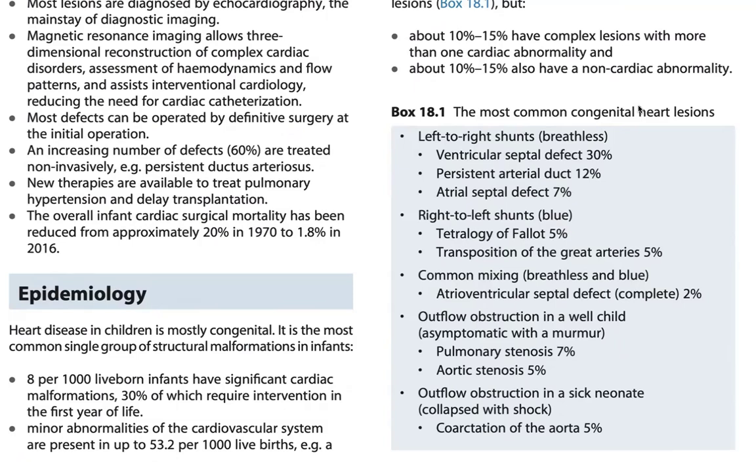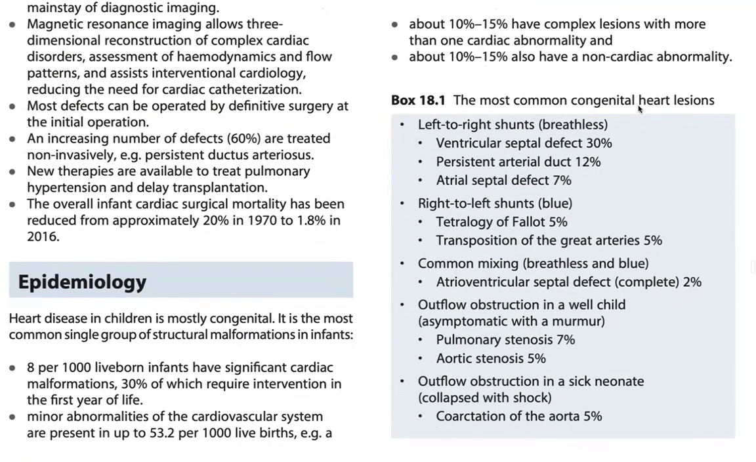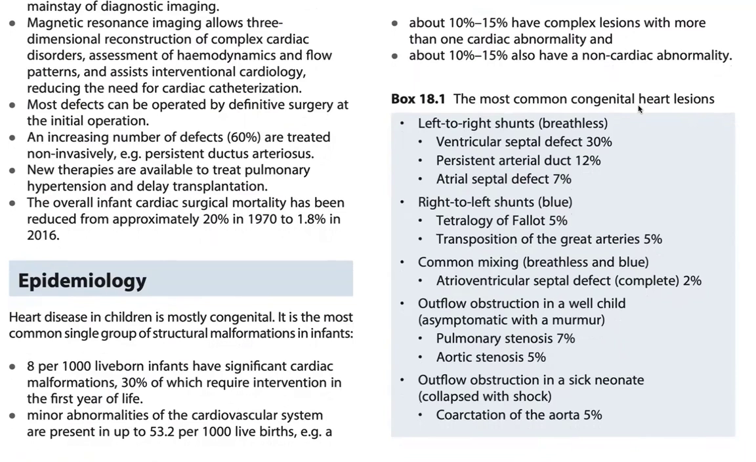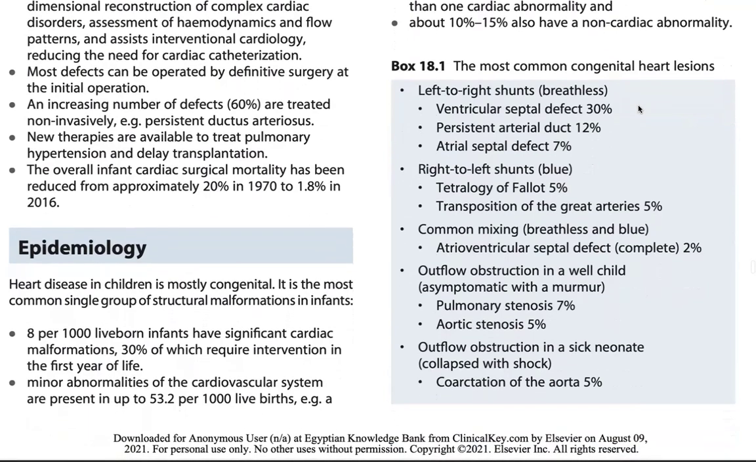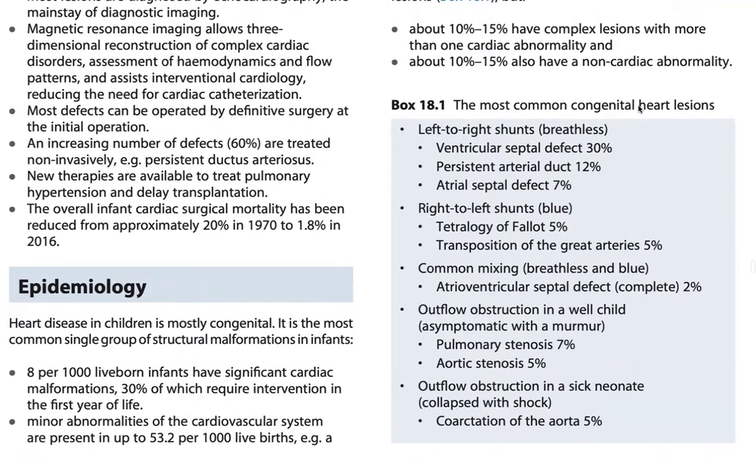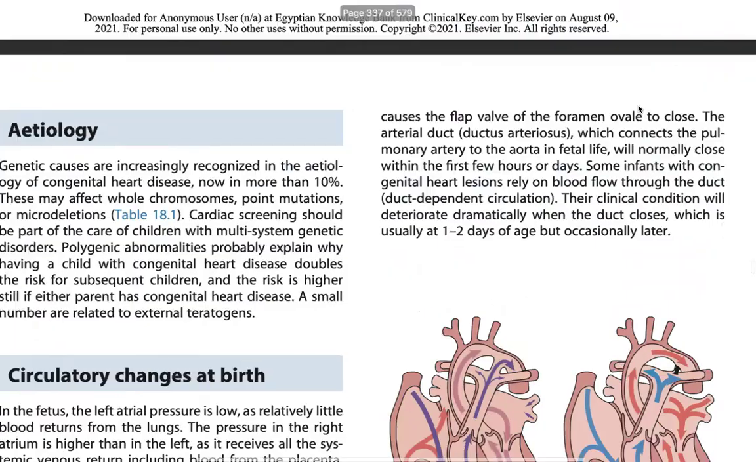Tetralogy of Fallot is 5%, transposition of the great arteries is also 5%. Common mixing lesions causing blue babies include complete atrioventricular septal defect, at 2%. Obstruction in a well child is asymptomatic, as with pulmonary stenosis and aortic stenosis. Other obstruction in a sick neonate causes collapse and shock, such as coarctation of the aorta, at 5%.